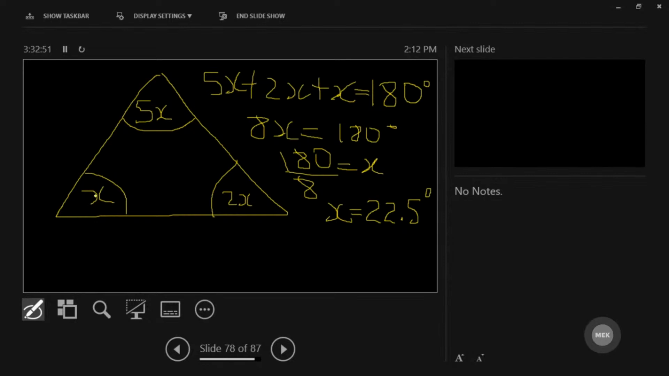This one is 22.5. So this one over here is 22.5 degrees. To get this one, this is 2x. So we'll have to multiply the 22.5 times 2. Because remember, the 22.5 is just x.